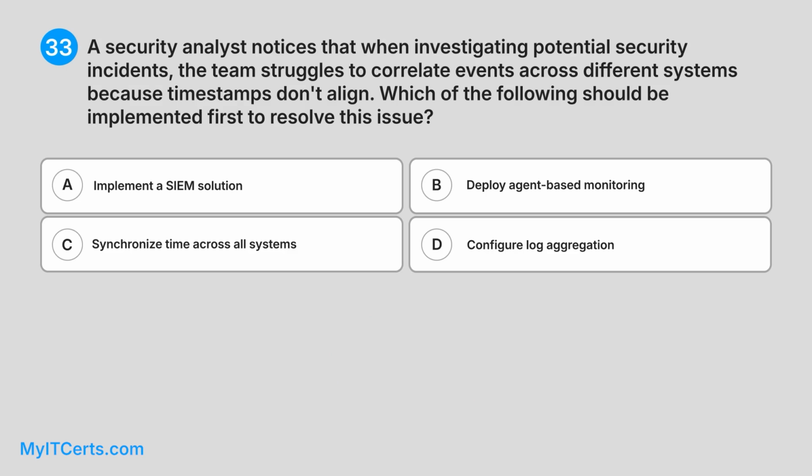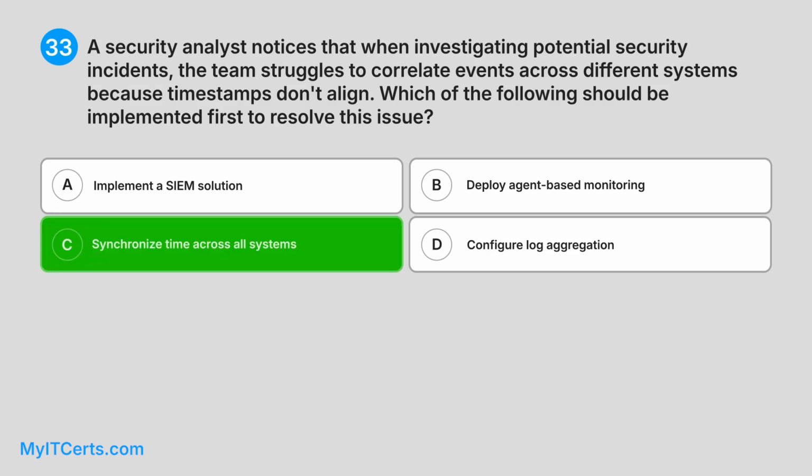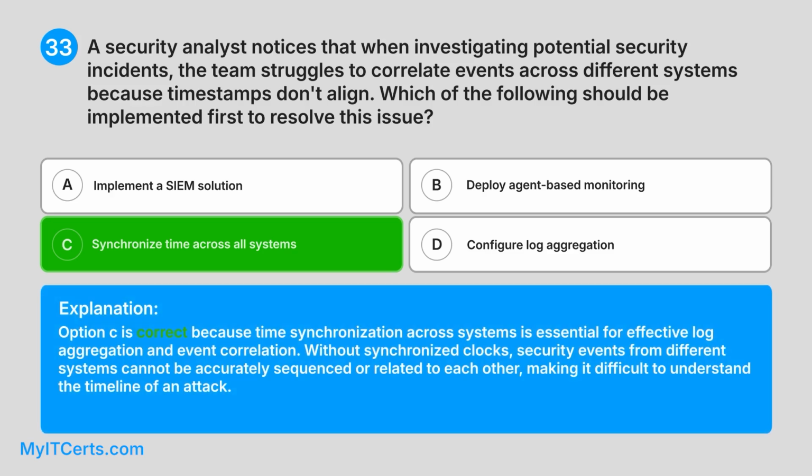Correct answer: C. Synchronize time across all systems. Explanation: Option C is correct because time synchronization across systems is essential for effective log aggregation and event correlation. Without synchronized clocks, security events from different systems cannot be accurately sequenced or related to each other, making it difficult to understand the timeline of an attack.